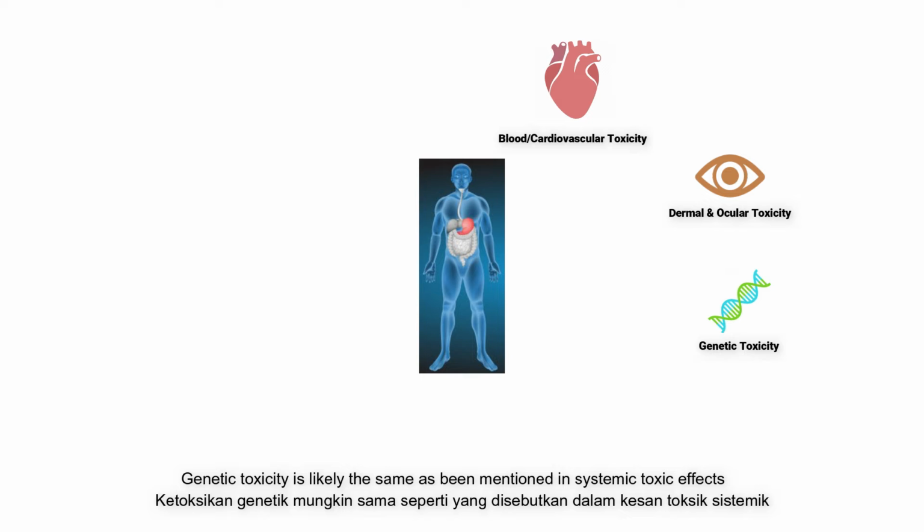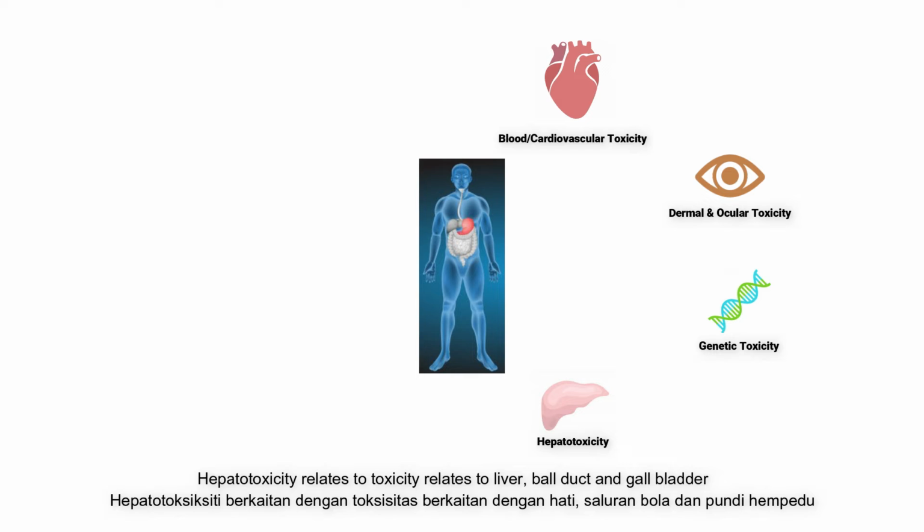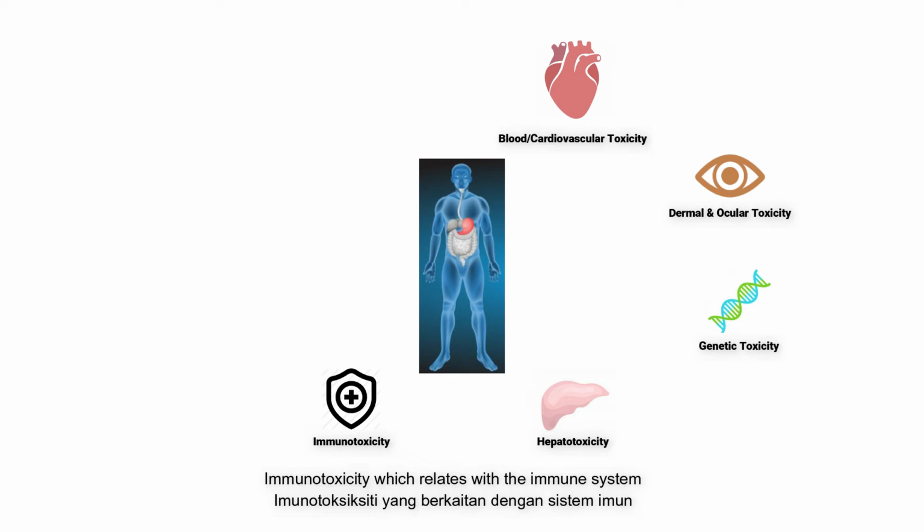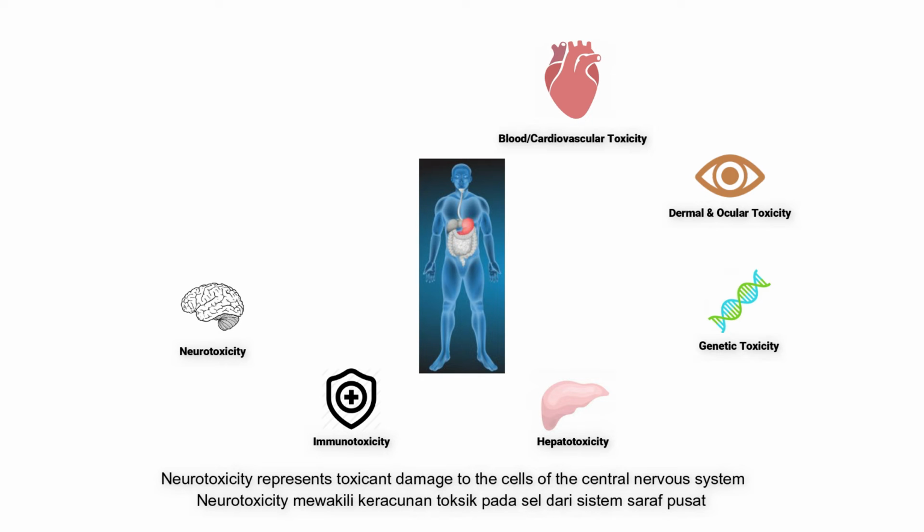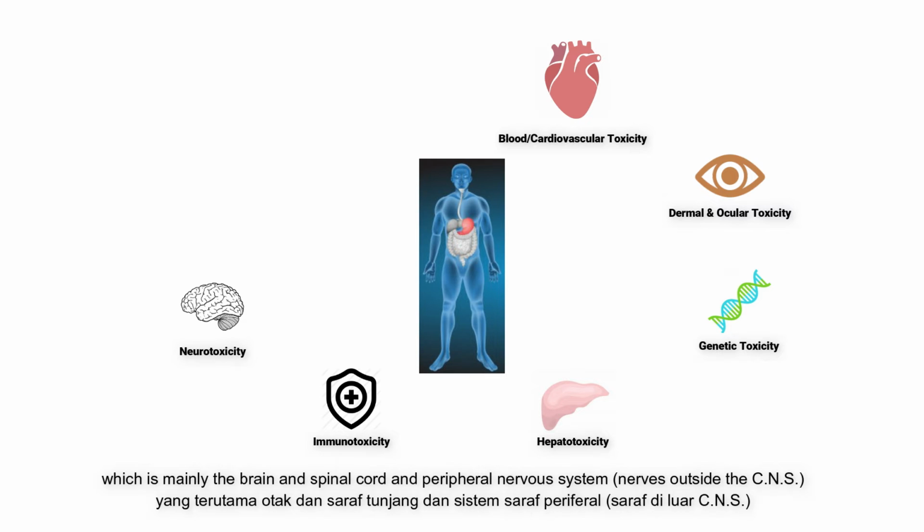Genetic toxicity is likely the same as mentioned in systemic toxic effects. Hepatotoxicity relates to toxicity to the liver, bile duct, and gallbladder. Immunotoxicity relates to the immune system. Neurotoxicity represents toxicant damage to cells of the central nervous system, which is mainly the brain and spinal cord, and the peripheral nervous system, which is the nerves outside the central nervous system.